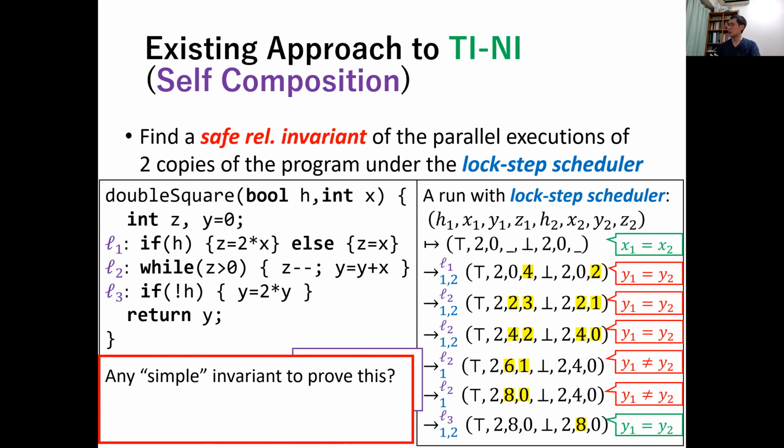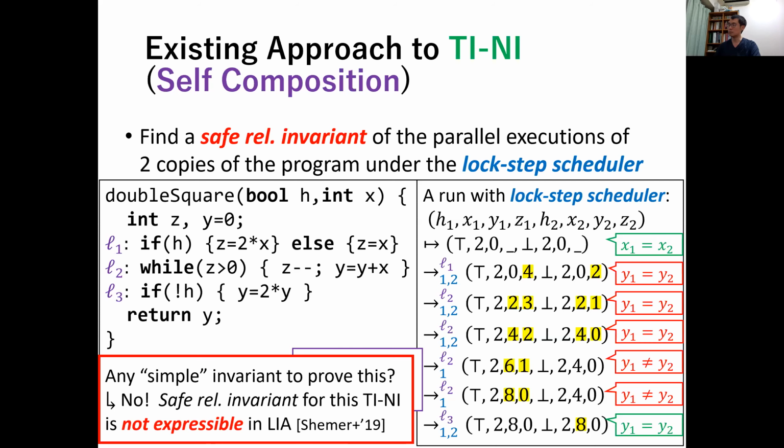Now, this is an example run for the case where the value of X was 2. Now, is there a simple relational invariant that one can find to prove that this holds for every execution, so every X? No. It turns out the safe relational invariant for this example is not expressible in linear integer arithmetic.